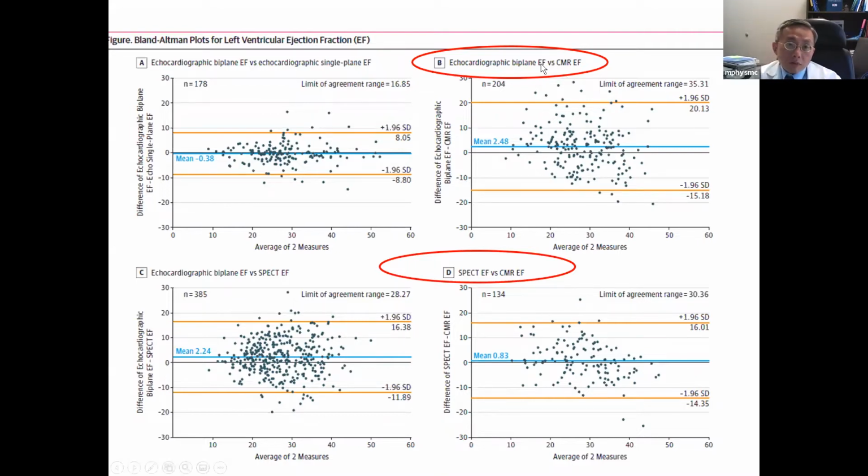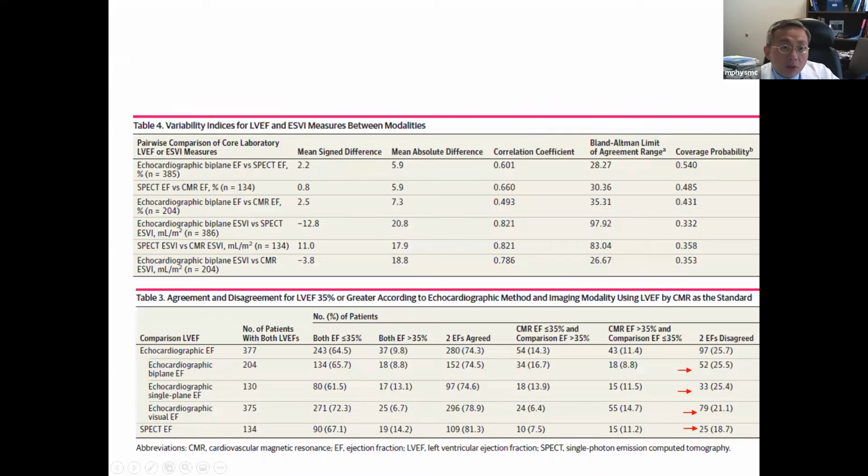The echo EF with biplane versus CMR, there's a reasonable correlation, but SPECT EF correlates better with the CMR ejection fraction. And the reason I think is simple: both are 3D tomographic types of technology. That's probably the reason they have better correlation. I think echo is more subject to image quality and acquisition. Essentially, SPECT and CMR acquisitions are a little bit more standardized, and echo depends on the patient window and the center you do it in.